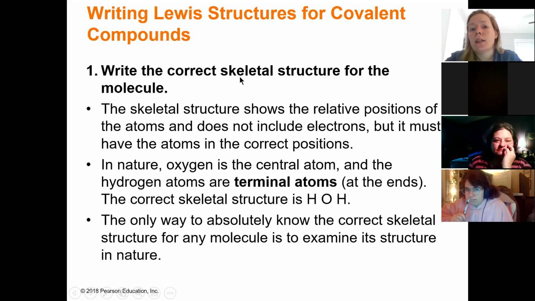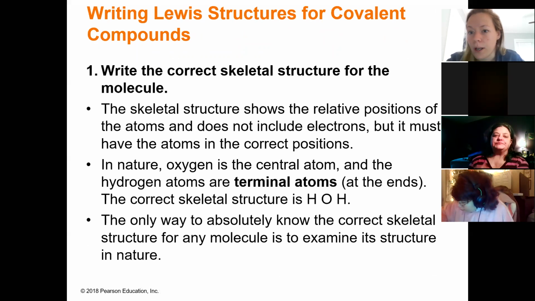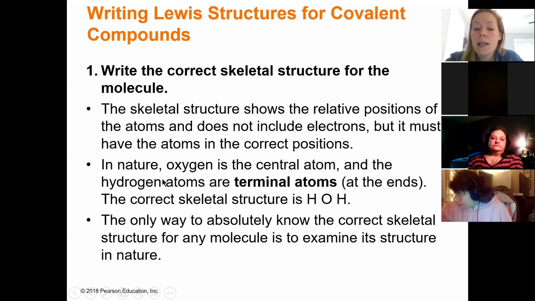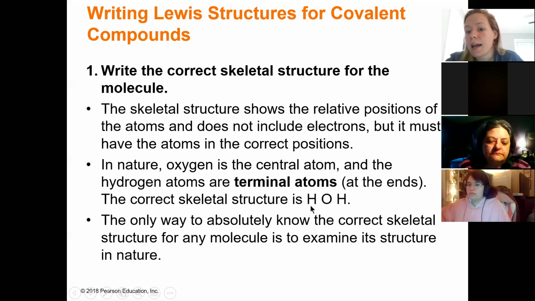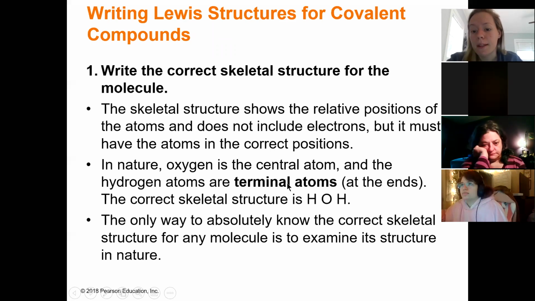First thing you want to do is write the correct skeletal structure for the molecule. The skeletal structure shows the relative position of the atoms. In nature, usually oxygen is a central atom and hydrogen acts as what's called a terminal atom, or it's at the end. Why do we put hydrogen as the terminal atom? If we look at water, for instance, why would we put hydrogen on the sides? One reason: hydrogen only wants 2 electrons. It just wants a duet. So if I put the hydrogen in the center, it would have access to too many electrons. It wouldn't be happy. So hydrogen, keep on the outsides.